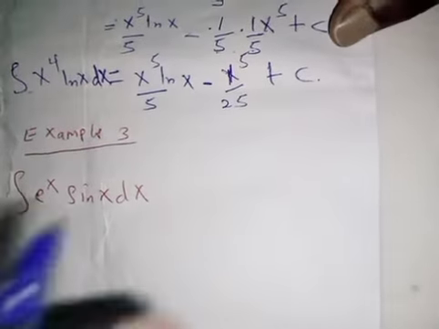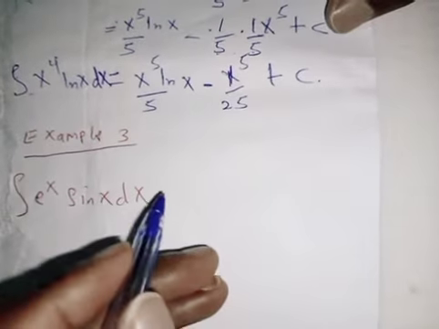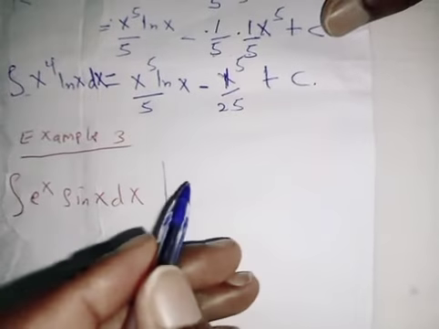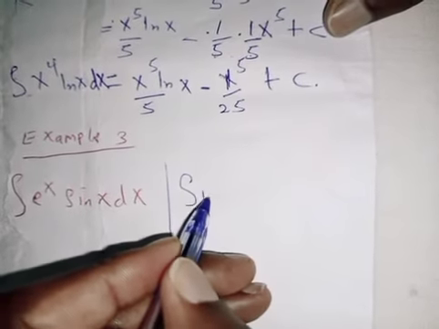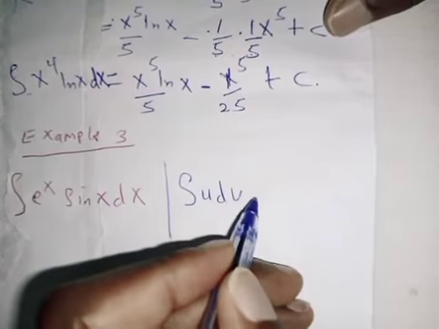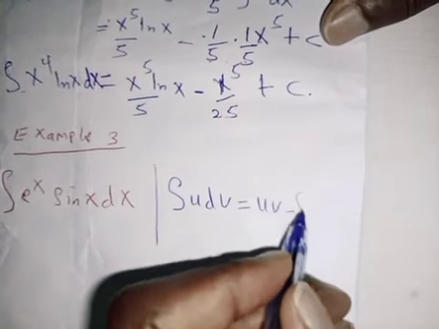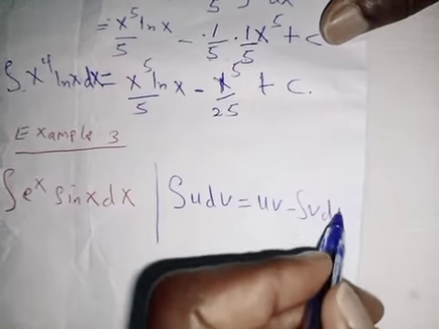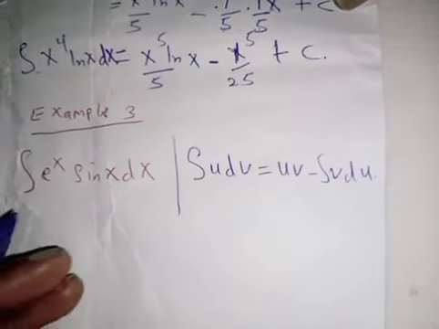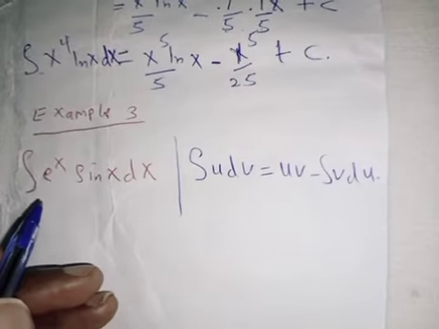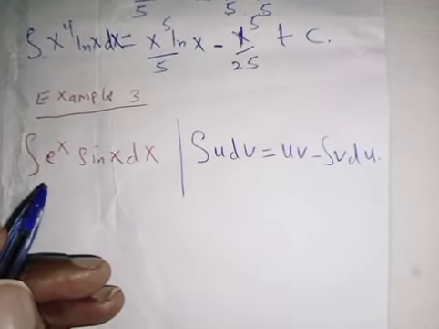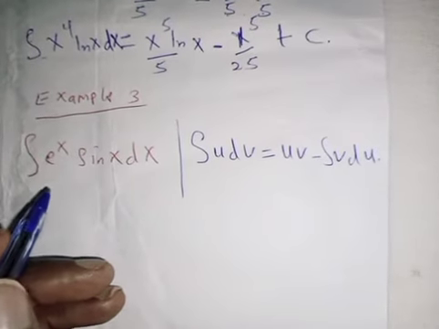So we look at this example. Always you begin with the formula. So the formula tells you that integral of u dv is equal to uv minus integral of v du. So now you can see it is easier to integrate the exponential x.